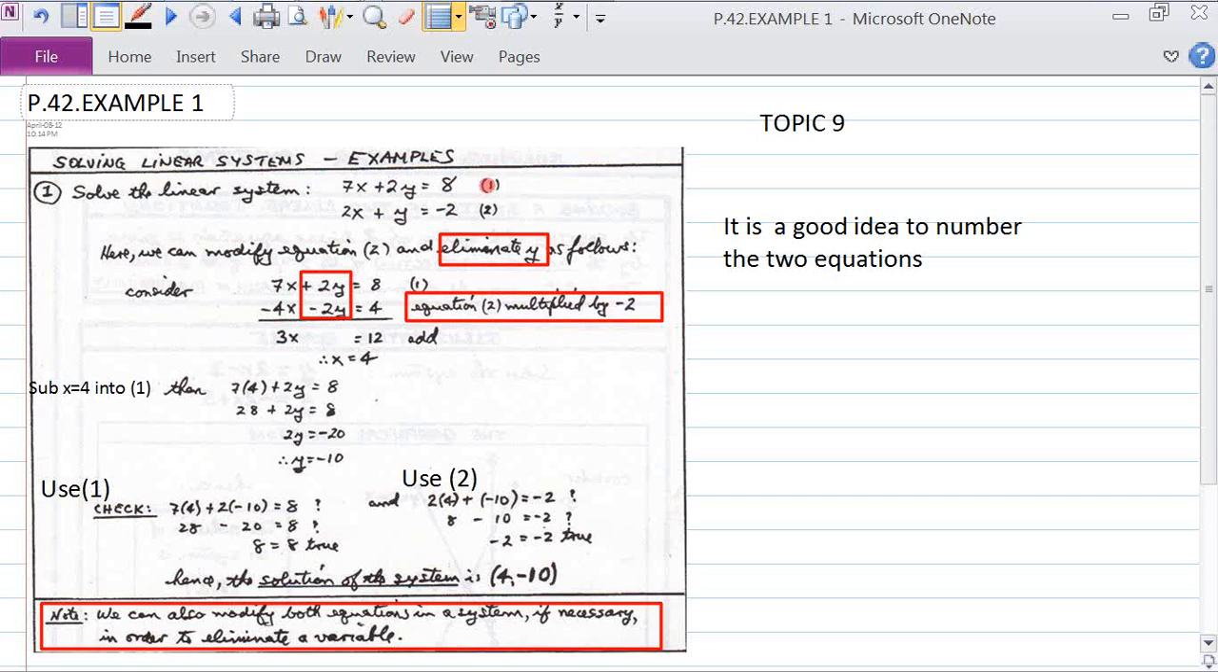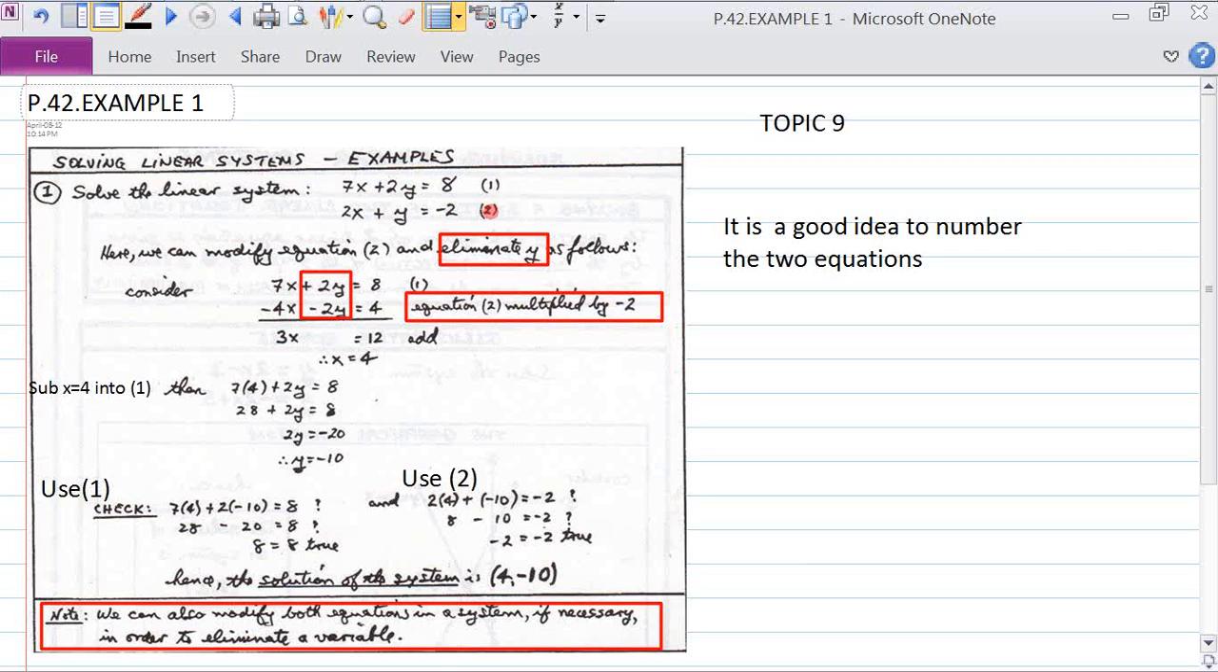So first of all, we're going to number the equations 1 and 2, and we're going to change equation 2 and eliminate the y. You can see here, to make 7 and 2 the same is probably a little more complicated. We would have to multiply this one by 7 and this one by 2, so we'd have to multiply each equation. But here we only have to multiply this one by minus 2, and we would get minus 2 over here. And then when we add these terms, they would come to 0.